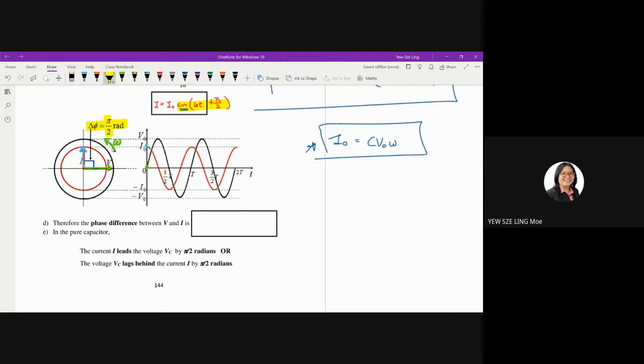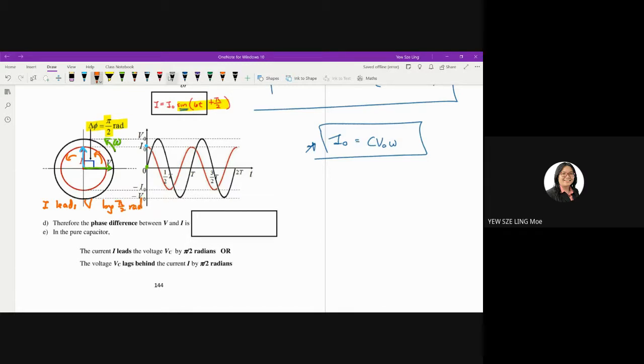Which one is leading? That is the question. If you look at the diagram, since both of them are rotating in the anti-clockwise direction, according to this diagram, I is in front of V. Both of them will rotate towards the anti-clockwise direction, so I is in front. Based on the phasor diagram, I know that my I leads V by pi over 2 radian.